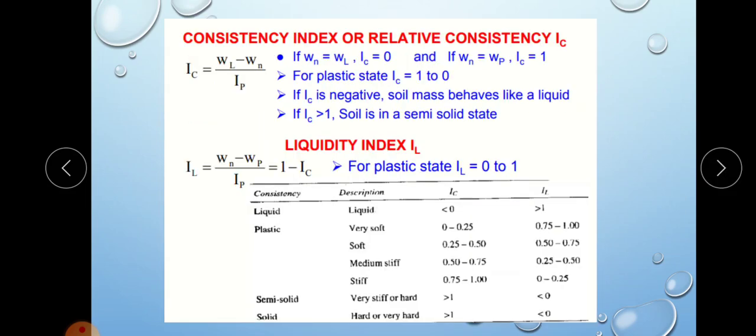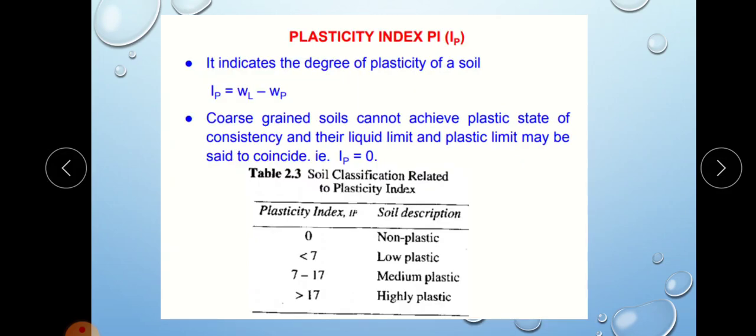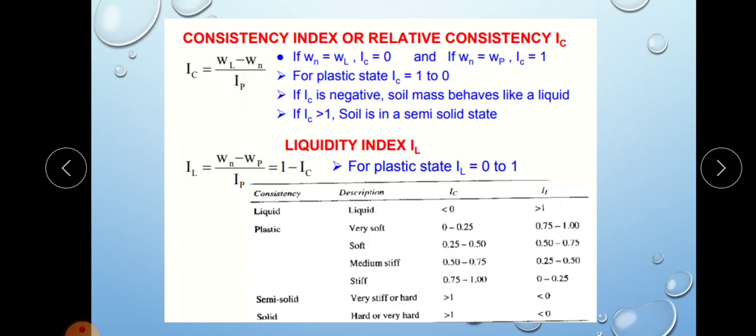And the next one is the consistency index, or relative consistency. This consistency index is represented as IC, and it is defined as IC equal to liquid limit minus WN, where WN is the water content in the natural condition and WL is the liquid limit. So liquid limit minus the natural water content, divided by the plasticity index. What is the plasticity index? It is the difference between liquid limit and plastic limit, as we have studied. IP is liquid limit minus plastic limit, so this IP becomes the denominator here. So IC, the consistency index, is WL minus WN divided by IP.